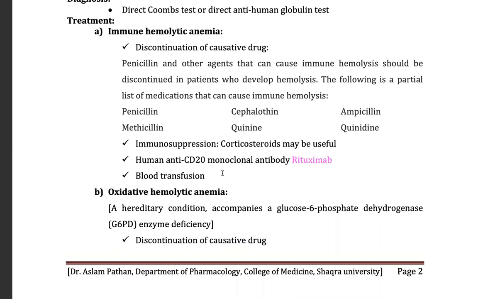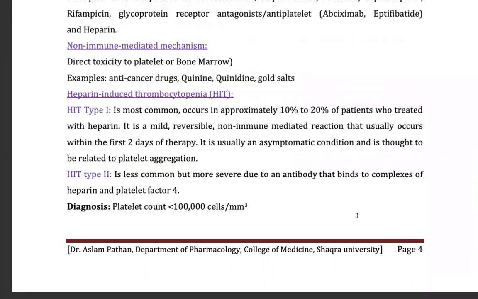Oxidative hemolytic anemia is a hereditary condition accompanied by glucose 6 phosphate dehydrogenase enzyme deficiency, and generally it happens with, as we discussed in the lecture of antimalarials, the quinoline derivatives, primaquine and tafenoquine. These drugs are very much responsible for the oxidative hemolytic anemia in patients with glucose 6 phosphate dehydrogenase enzyme deficiency. The first step is discontinuation of the drug.